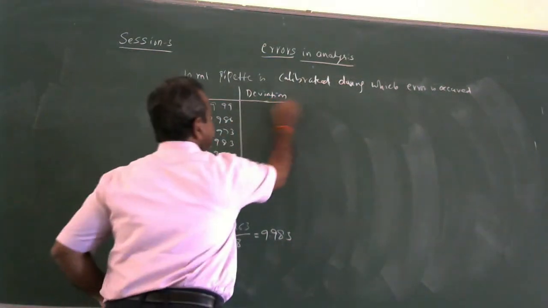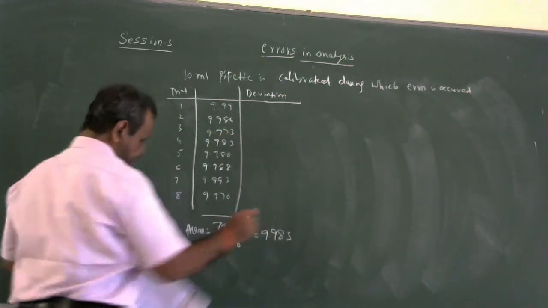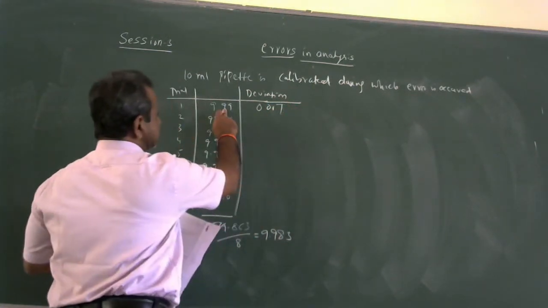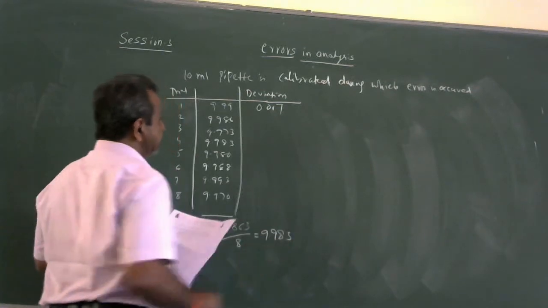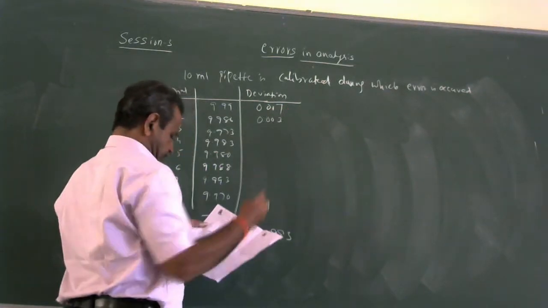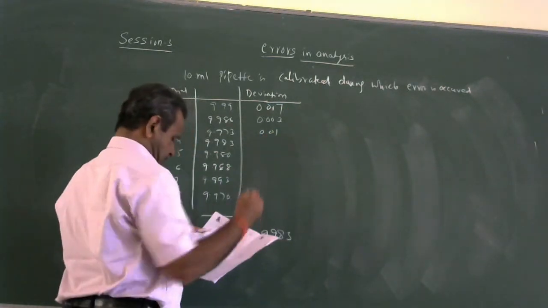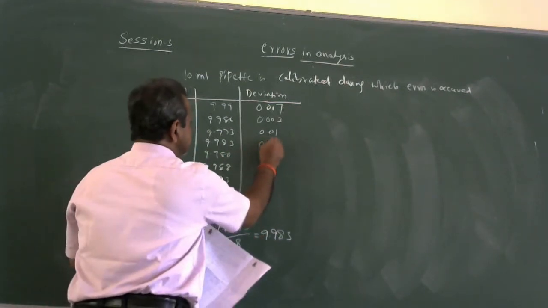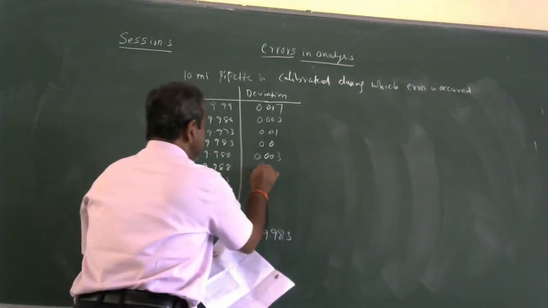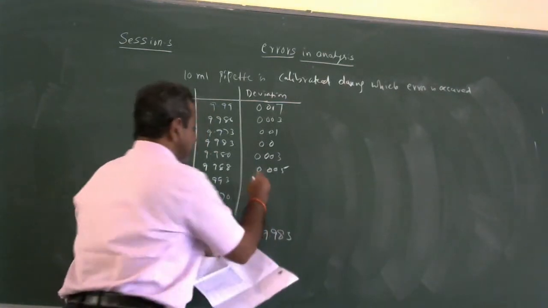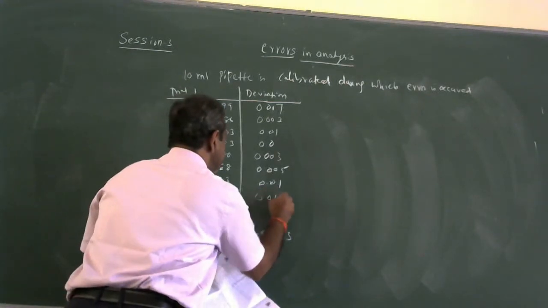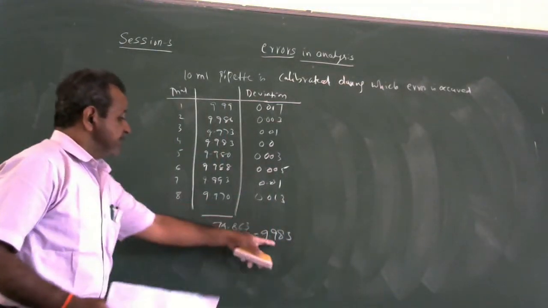How much is each value deviating from the mean? It is 0.007. This minus this, 9.99 minus 9.983, is 0.007. Then it is 0.003. Then this is 0.01. It is exactly the same, so it becomes 0. Then 0.003, 0.005, 0.01, then 0.01. These are the deviations of each value.